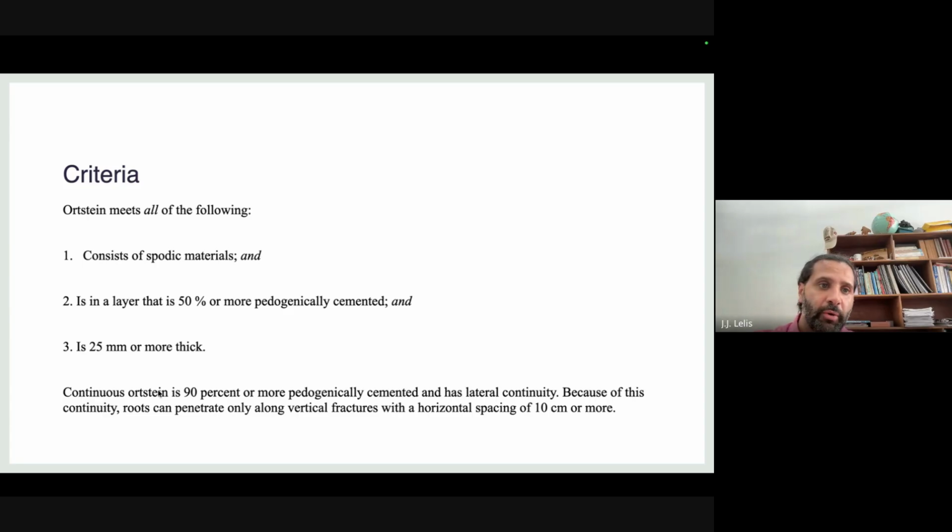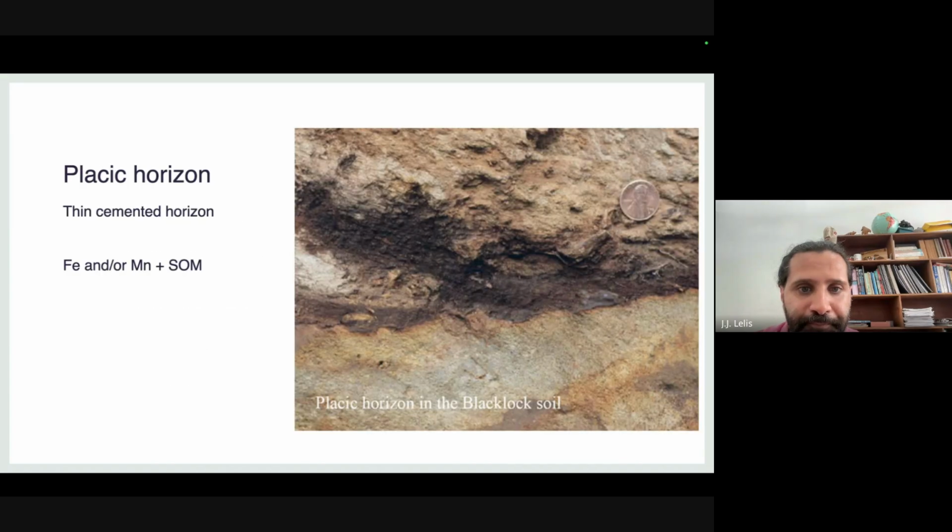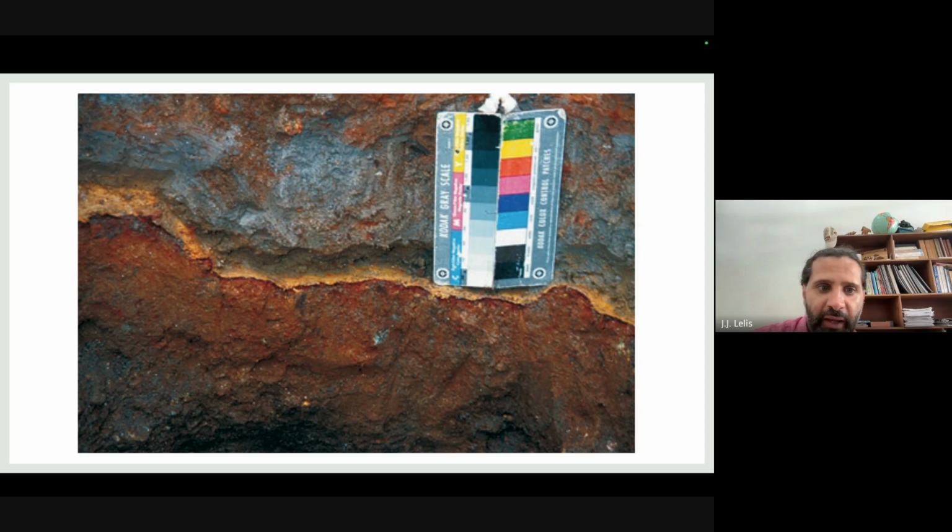Sometimes the water table is even higher than the surface of the soil because the water cannot penetrate through the ortstein. Okay. We also can see some placic horizons. These placic horizons, they will be thin cemented horizons. So basically the same case of the ortstein, but now they are thinner. Okay, so you can see just very thin layers. You can see here a coin, just very thin layers. Okay, like this one, very thin layers that we register as cementation.